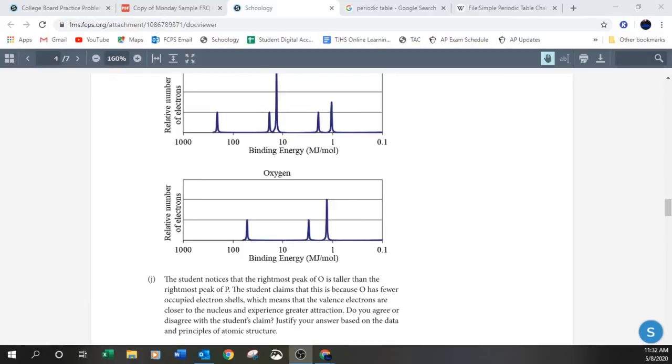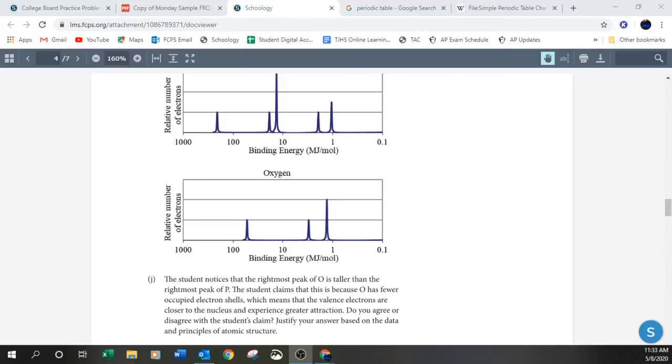Okay, student notices the rightmost peak of oxygen is taller than the rightmost peak of phosphorus. Student claims that this is because oxygen has fewer occupied shells, which means that the valence electrons are closer to the nucleus and experience a greater attraction. Do you agree or disagree? Justify based on data and principles of atomic structure.